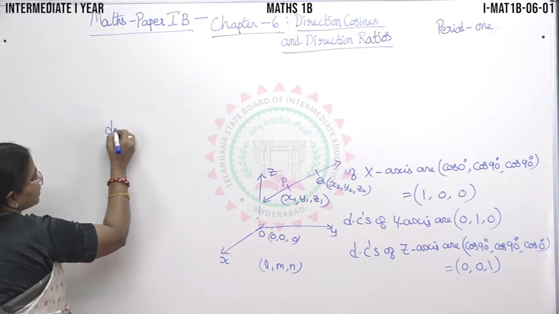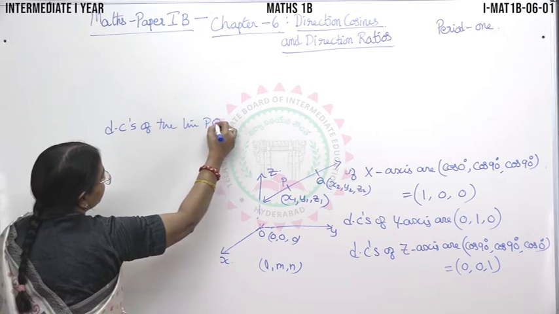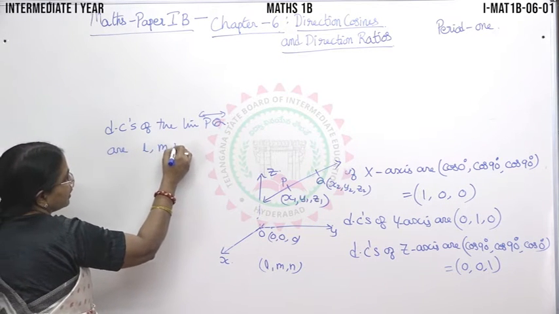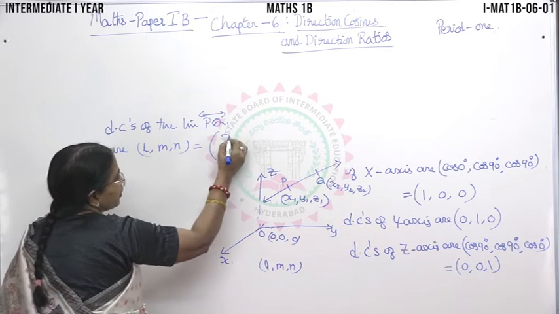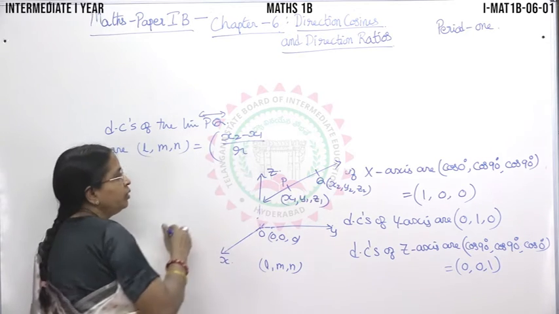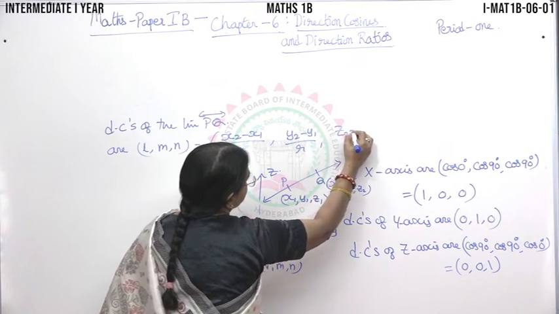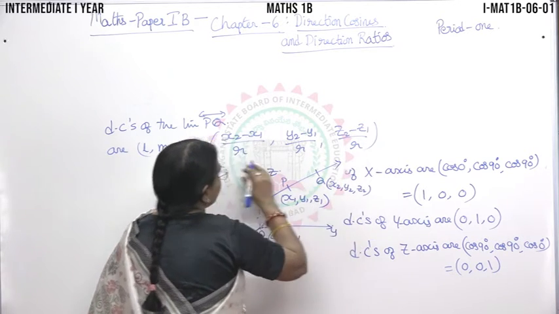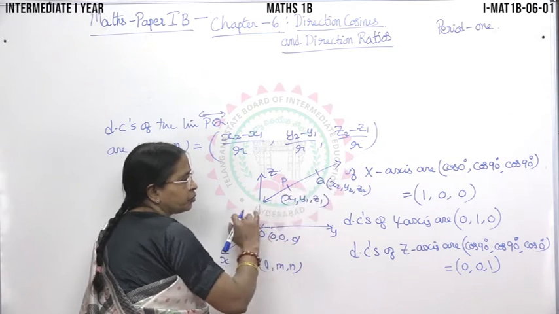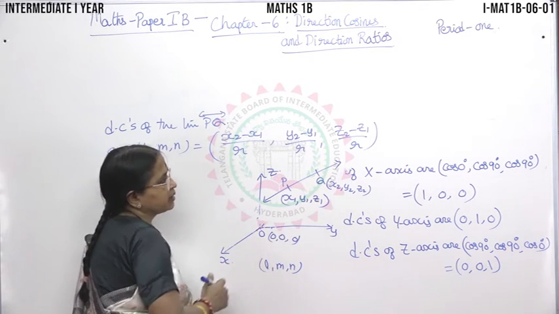So the direction cosines, the DCs of the line PQ, are L, M, N. So L is given as (x2 minus x1) by R. You can also write x1 minus x2. So y2 minus y1 by R and then z2 minus z1 by R, where R is the distance PQ. What is the distance PQ? Root of (x2 minus x1) whole square plus (y2 minus y1) whole square plus (z2 minus z1) whole square.